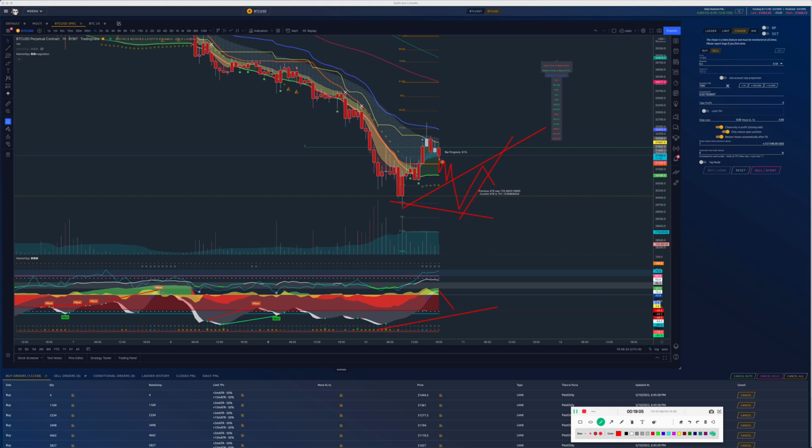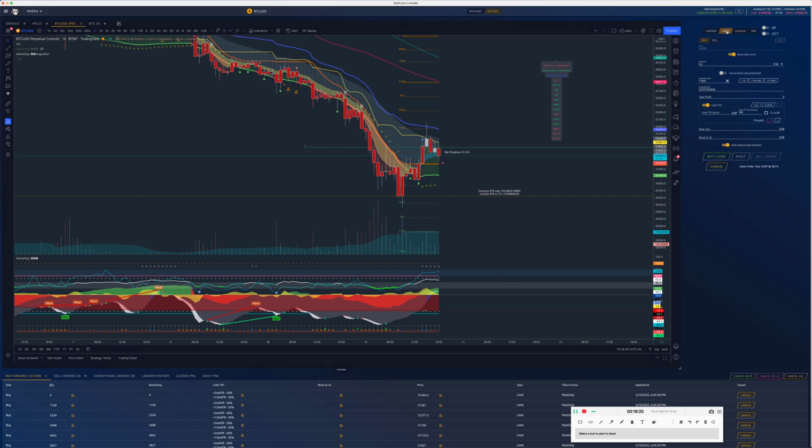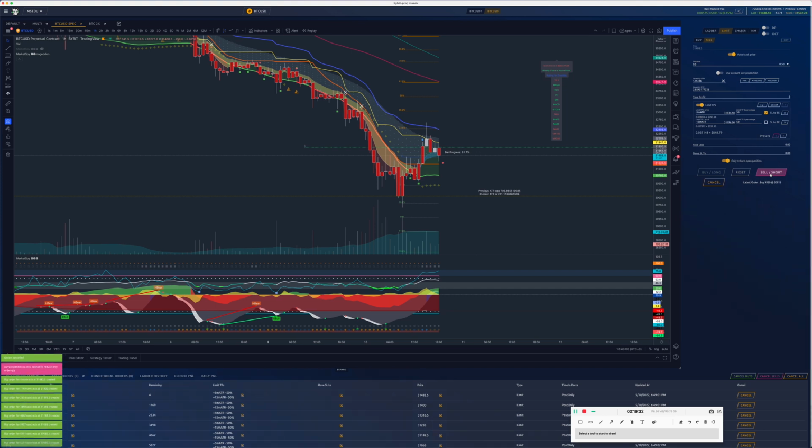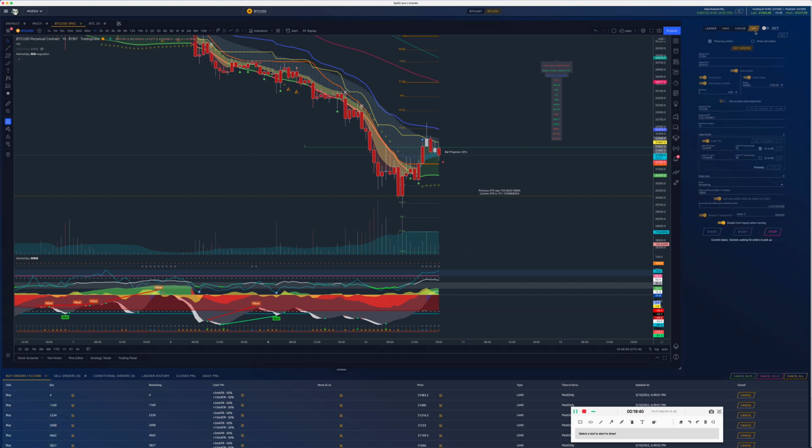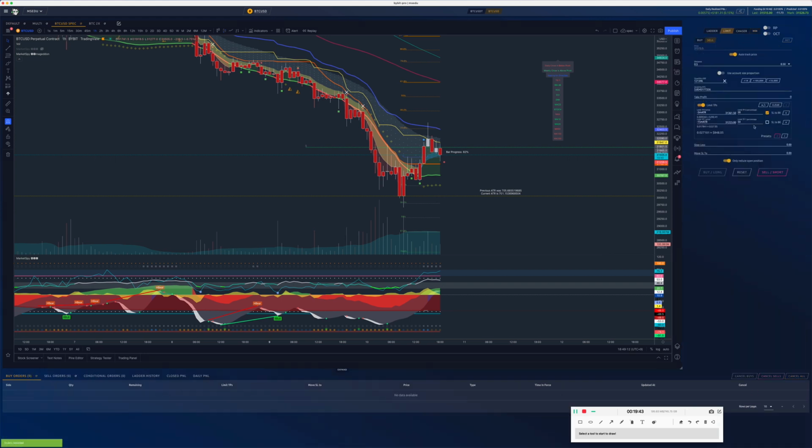So in preparation of that, because this is so weak, we can now safely assume that this is a good short opportunity down to EQ1. So we will go to our limit, we will go 1x, and we'll go to sell. We will automatically enable take profit here, and we'll just push sell. Got the market maker here unnecessarily.